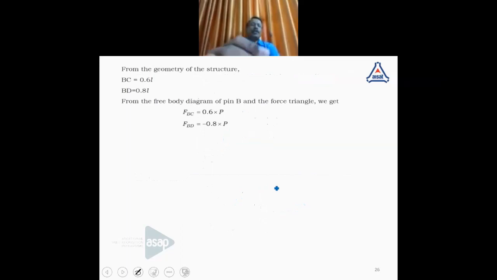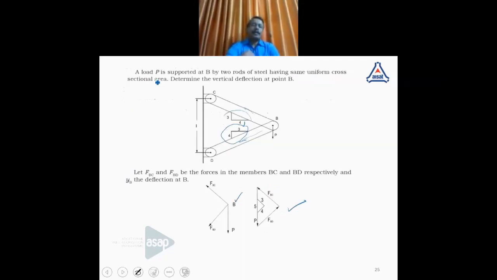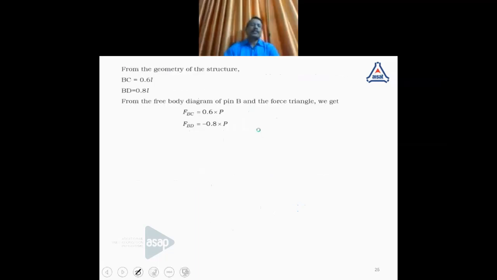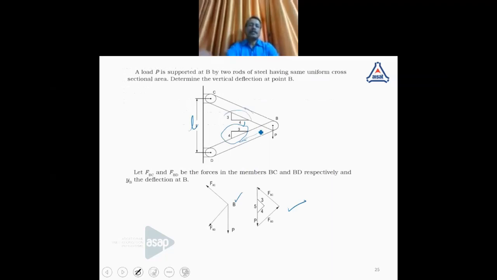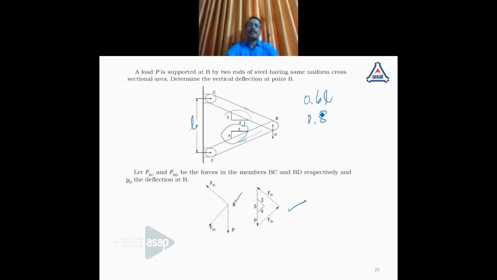Using the geometry of the structure, we can write BC equal to 0.6L and BD equal to 0.8L, where L is the dimension L. From this geometry, we can conclude that BC, this length, is 0.6L and the other one, BD, is 0.8L.